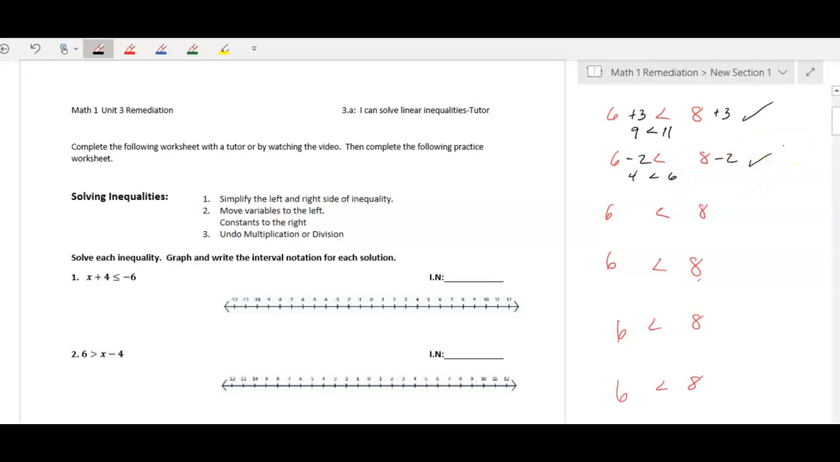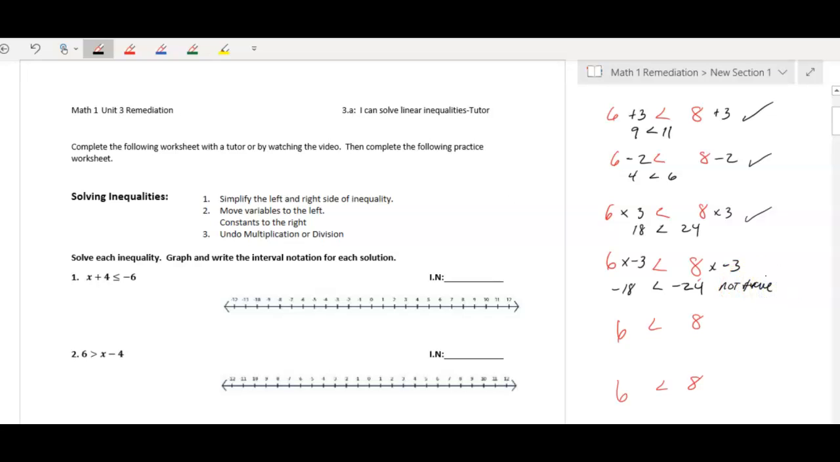So we're good there. Now, say I multiply each side by positive 3. I get 18 less than 24. Does that inequality remain true? Yes. So that works out. But say I multiply by negative 3. That would give me negative 18 is less than negative 24. Is that true? This here is not true.